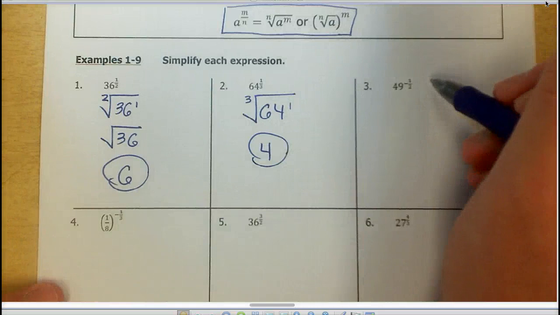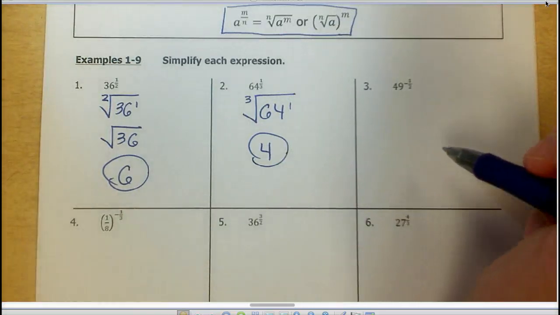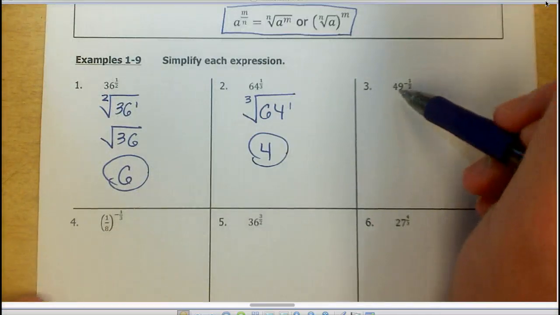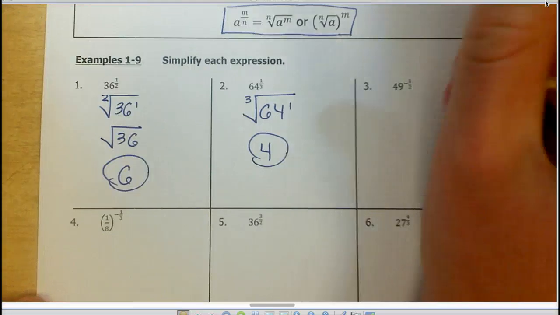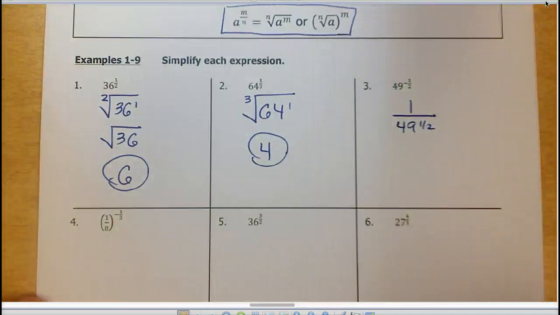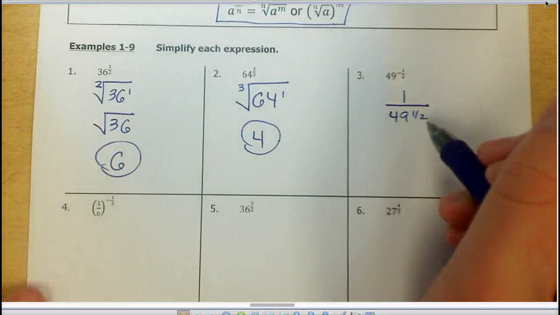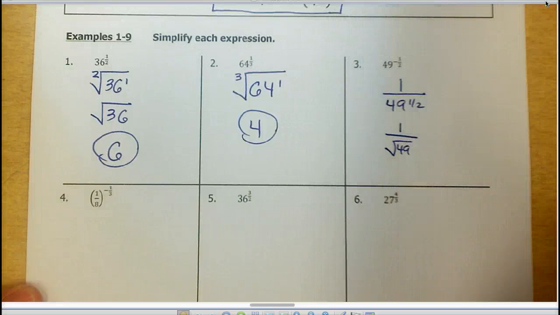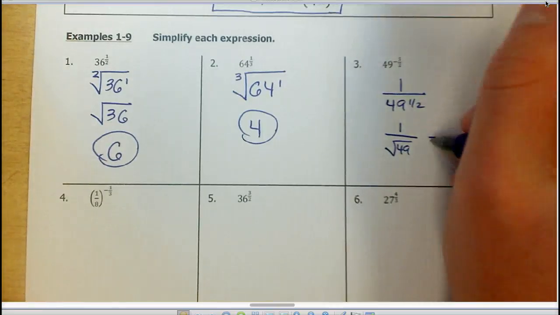49 to the negative 1/2 power. We need to recall what a negative exponent means. It does not mean a negative answer. Recall that negative exponents mean that you take the reciprocal of your base. So 49 to the negative 1/2 power is the same thing as 1 over 49 to the positive 1/2. We know from number 1 here that the positive 1/2 power means the same thing as a regular radical, so this is the same thing as 1 over radical 49. Radical 49 is just 7, so this becomes 1/7.